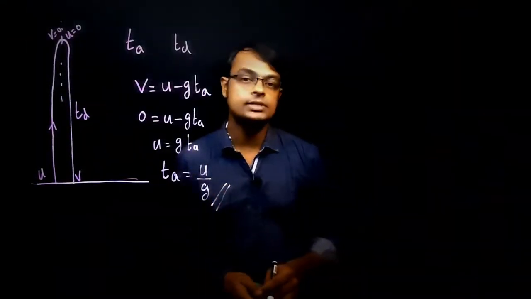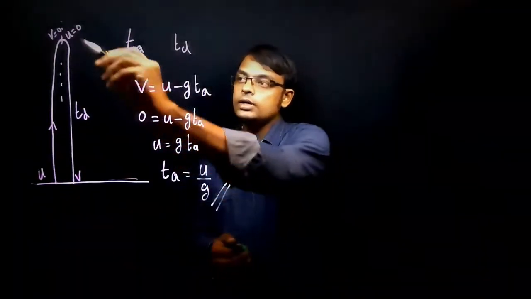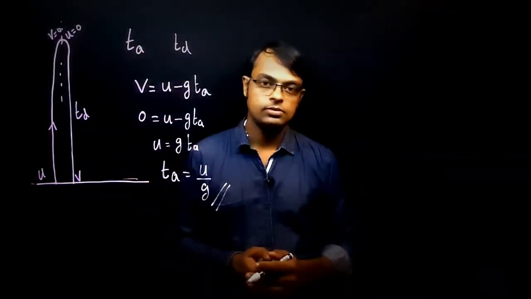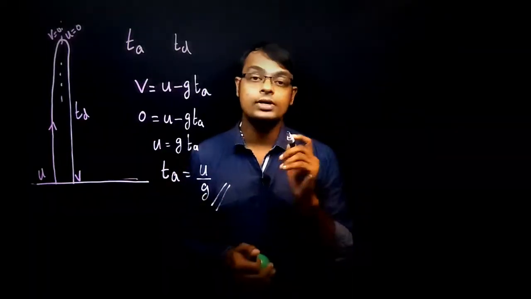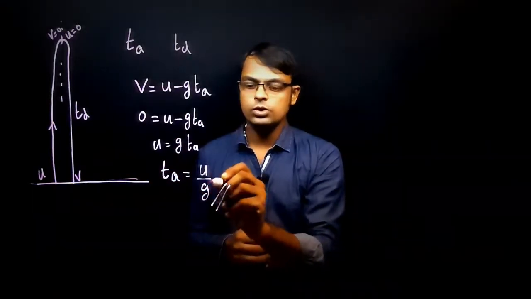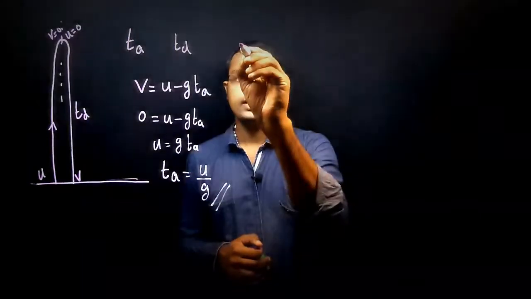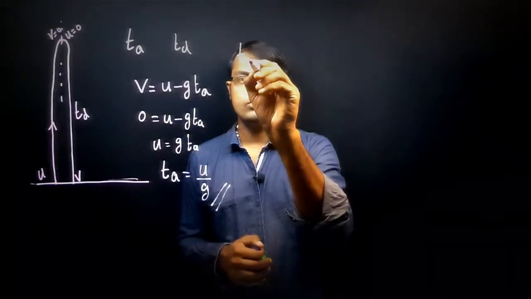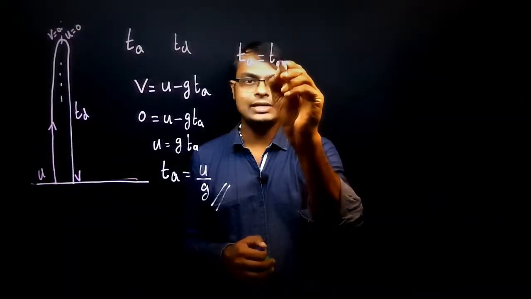So this is the first relation required: time of ascent. While you are taking the downward direction, what is the time? That we have denoted as time of descent. So let's see this one. Time of ascent is equal to U by g. So in this type of motion, we can always say that time of ascent is equal to time of descent.